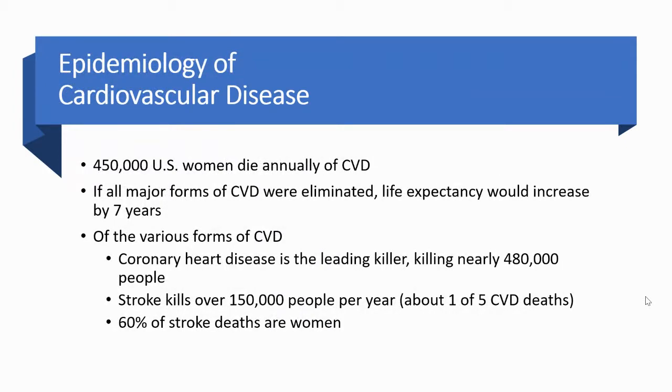We look at the epidemiology of cardiovascular disease. Almost 500,000 women die annually of cardiovascular disease. If all forms of cardiovascular disease were eliminated, life expectancy would increase by 7 years. Of the various forms of cardiovascular disease, coronary heart disease is the leading killer, killing nearly 480,000 people. Stroke kills over 150,000 people each year, so it's about 1 in 5 of cardiovascular disease deaths. And 60% of stroke deaths are women, so you see some disparities here.